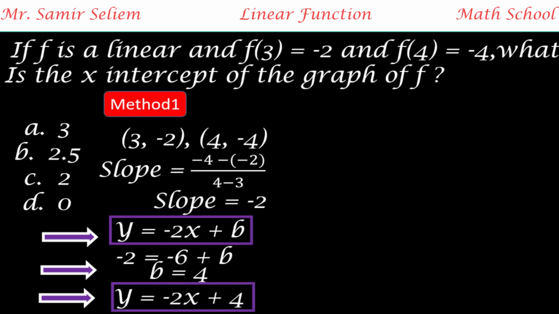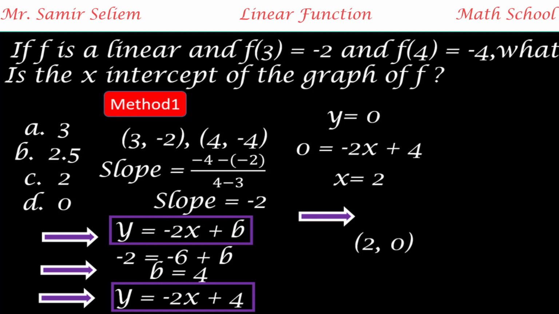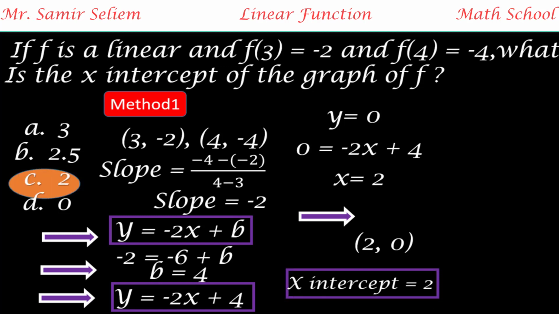To find here the x-intercept, just put y equals 0. So 0 equals negative 2x plus 4. We get x equals 2. We can solve this equation. We get here the x-intercept is 2, 0. So the x-intercept is 2. The option answer is 2.